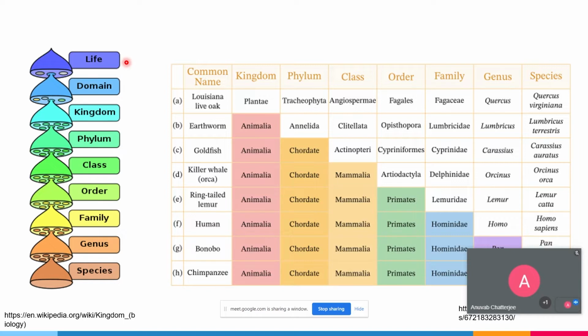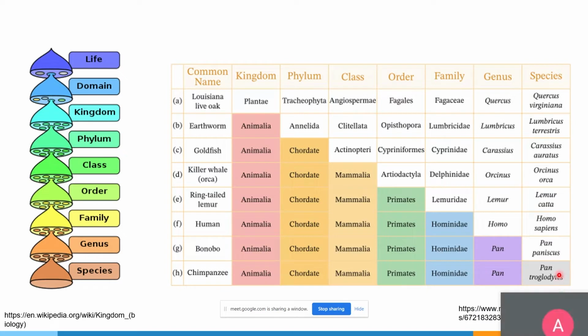So the question asks us to understand this classification, so let us move to the table on the right side. You can see that these are examples of various organisms, and we will go through the particular ranks of classification one by one. So chimpanzee is included in the species, has the name troglodytes, and humans is obviously Homo sapiens, and you can see the species name is different for every one of them.